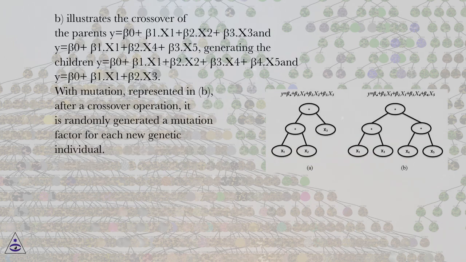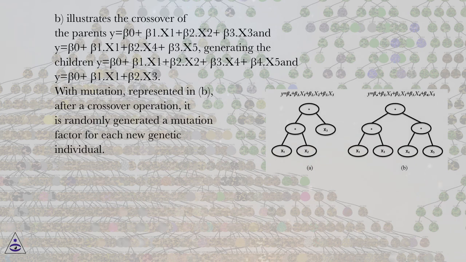B illustrates the crossover of the parents y equals beta 0 plus beta 1 dot x1 plus beta 2 dot x2 plus beta 3 dot z and y equals beta 0 plus beta 1 dot x1 plus beta 2 dot x4 plus beta 3 dot x5, generating the children y equals beta 0 plus beta 1 dot x1 plus beta 2 dot x2 plus beta 3 dot x4 plus beta 4 dot x5 and y equals beta 0 plus beta 1 dot x1 plus beta 2 dot x3.